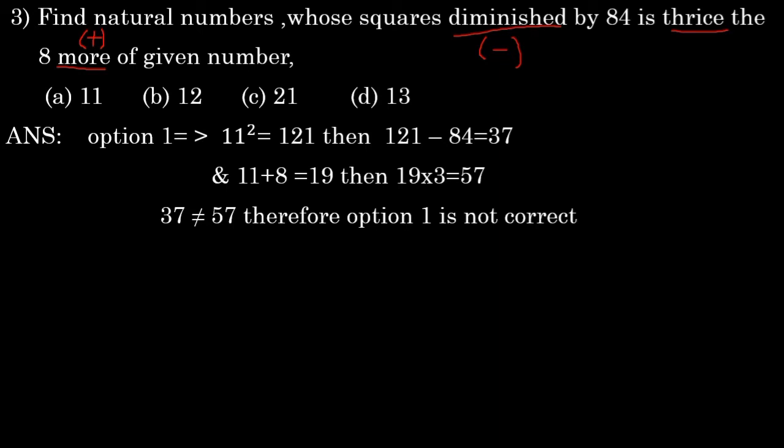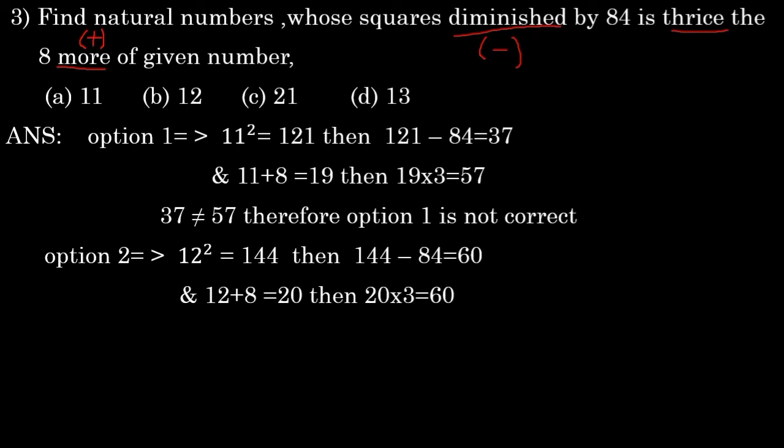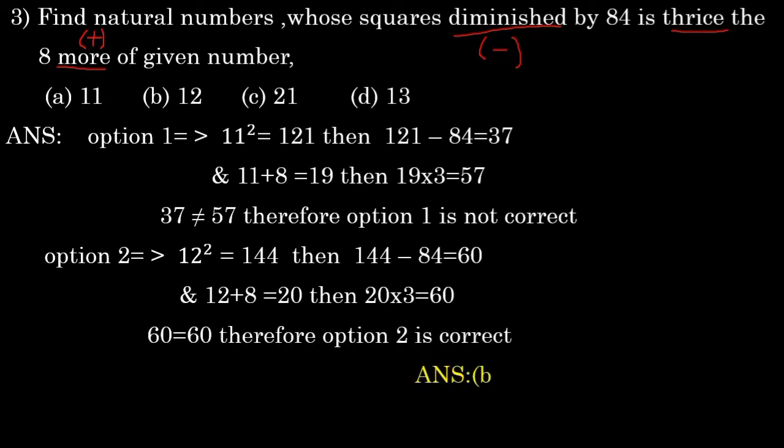Let's check option 2. Same method we will follow. 12 square is equal to how much? 144. Then 144 we need to diminish, subtract by 84, how much will you get? 60. Other condition: we have 12, we need to add 8 because it's more than. Therefore 12 plus 8 we will get 20. Then 20 is thrice, so 20 multiplied by 3 we will get 60. Are we getting equal? Yes, we are getting equal. So we can say option 12 is the correct one. Don't get confused, just follow the steps and you will get the correct answer.